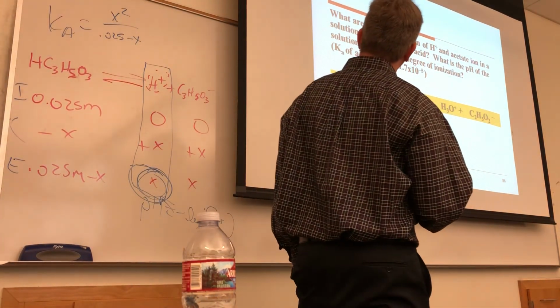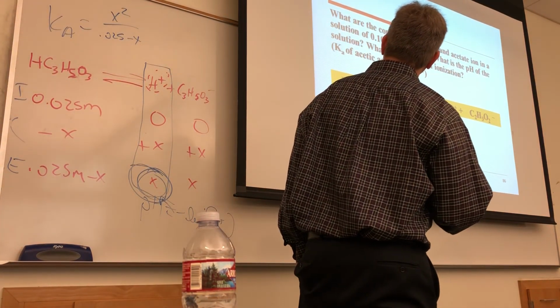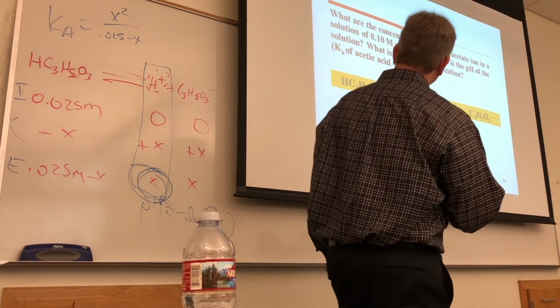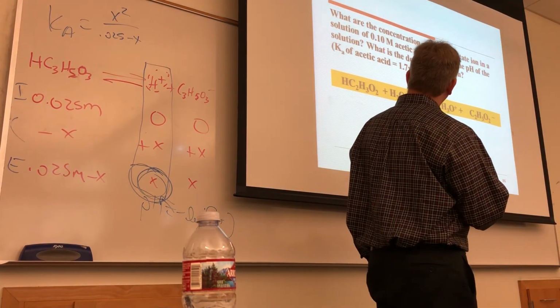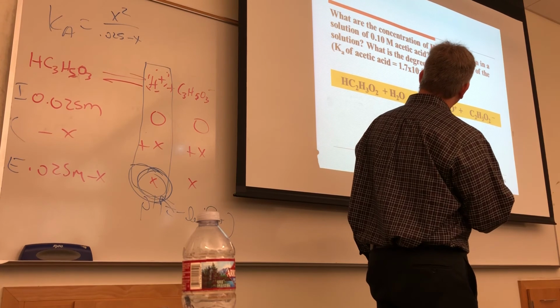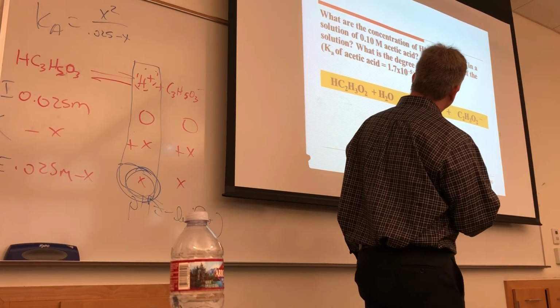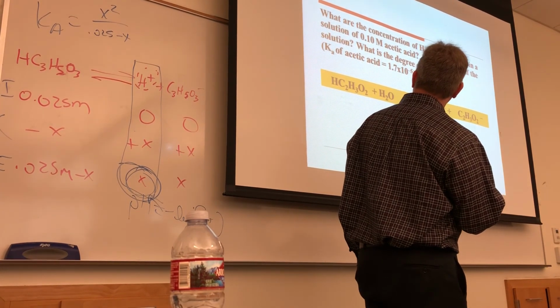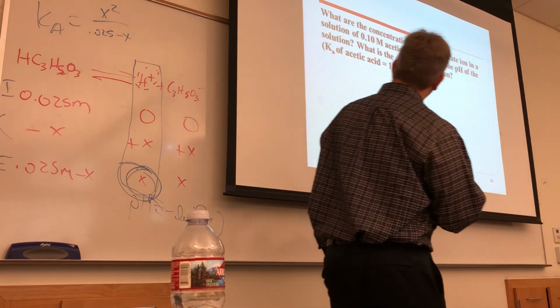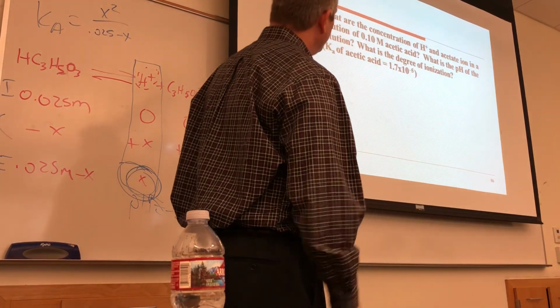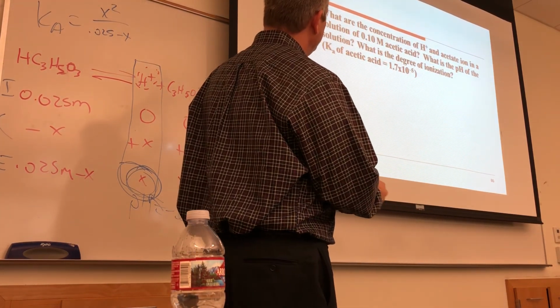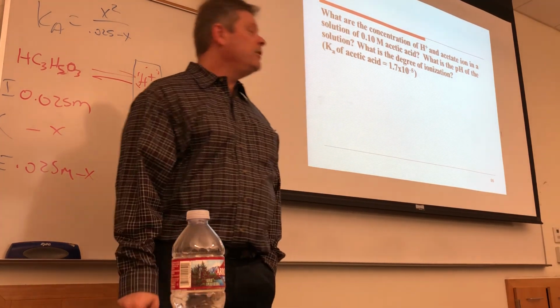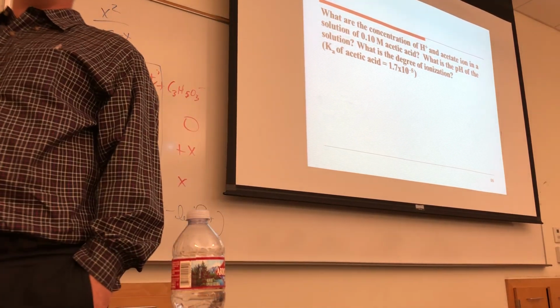This is a problem that doesn't have a pH given. Let's call this example 2. That was 1. So what are the concentrations of the H plus and the acetate ion in a solution of 0.1 molar acetic acid? What is the pH of the solution? What is the degree of ionization? And here you're given the Ka. Okay. So last time you got the pH, this time you get the Ka.